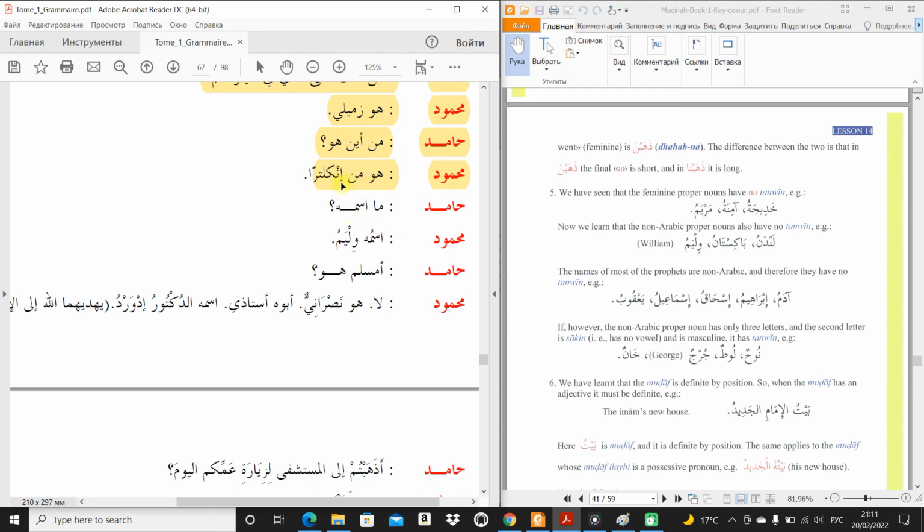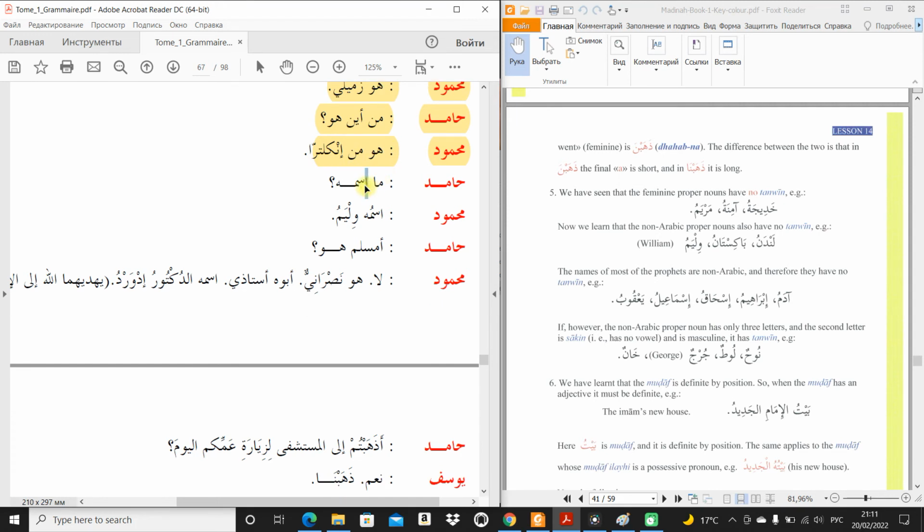And you see, it's not Hamzatul Wasl. It has Hamza, and therefore I can't say هو من إنكلترا. I have to separate it. هو من إنكلترا. Because it's not Hamzatul Wasl, it has Hamza, it's called Hamzatul Qata', therefore I pronounce it separately. Min إنكلترا. But here I have Hamzatul Wasl, therefore I don't pronounce it.